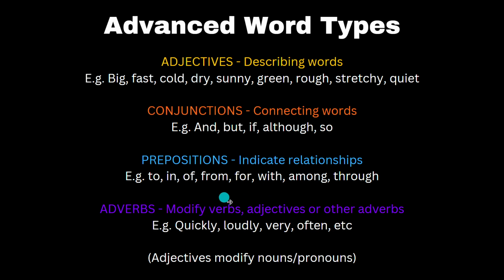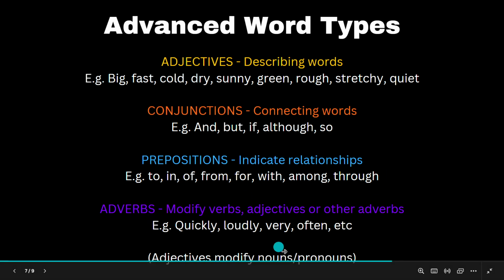So examples of prepositions are to, in, of, from, for, with, among, through, and there's a bunch of other ones. So you could say, I'm going to Australia. To would be the preposition because it's showing the relationship in what's happening. You could say, I'm going to put this stick among the other sticks, and among would be the preposition because it's indicating kind of the relationship. You'll wrap your head around it as you do more of this.